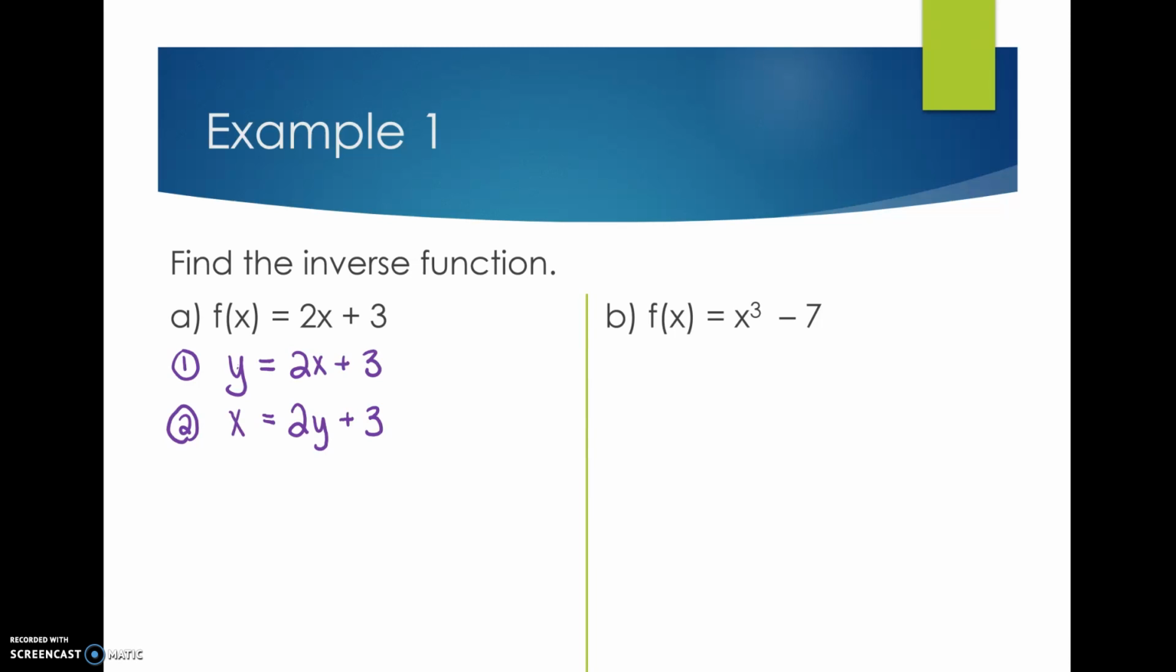Now our goal is to get y by itself. What should we do first to get y by itself? That's right. We should subtract by 3. Don't everyone tell me all at once now. They subtract by 3. Hey, thanks.